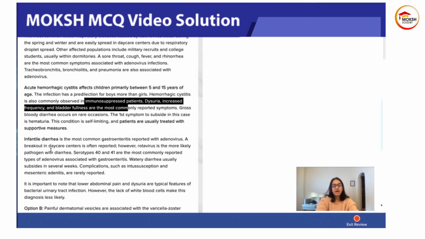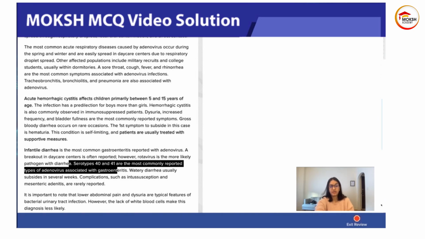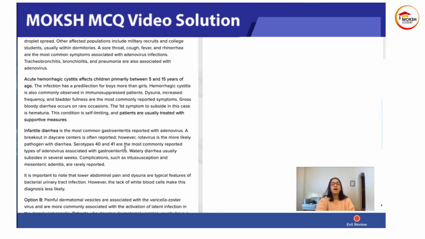Infantile diarrhea is the most common GI infection reported with adenovirus. You can see outbreaks in daycare centers. However, rotavirus is more likely than adenovirus if you see such an outbreak. With respect to GI infection, serotypes 40 and 41 are most commonly associated, unlike 11 and 21, which were associated with hemorrhagic cystitis. Watery diarrhea usually subsides in a few weeks. Complications like intussusception and mesenteric adenitis are very rare.